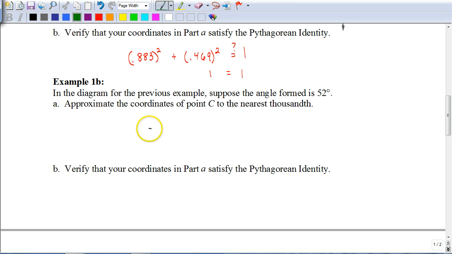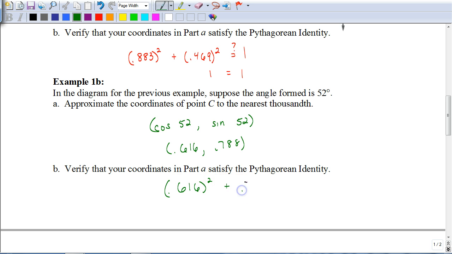Okay, so what you should have done is this. You should have taken the cosine of 52 degrees and the sine of 52 degrees. And when you do that, you should have gotten as your answer the coordinate 0.616 and 0.788. So to verify that they satisfy the Pythagorean identity, you'd take 0.616, square it, take 0.788, square that, and sure enough, you get 1 as your answer.